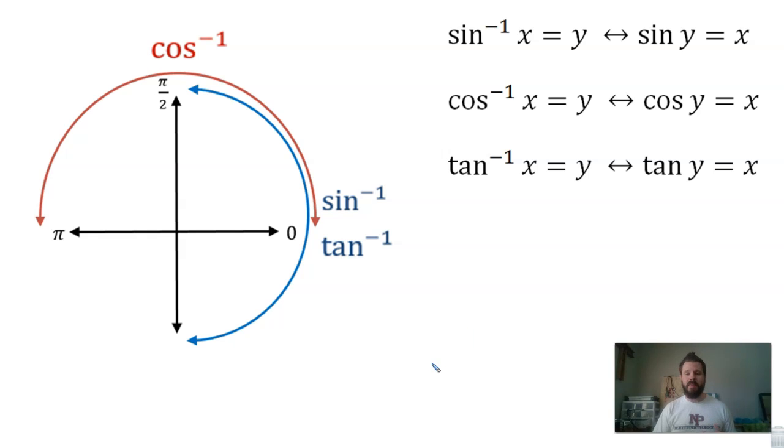As far as remembering what their restrictions are, I like to think of that visually. My sine inverse and tangent inverse are restricted from pi over 2 to this negative pi over 2 here, whereas the cosine inverse is restricted from 0 to pi up top. Whoops, I should have a negative pi over 2. That disappeared from my picture somehow. So I like to keep that picture in my mind for the restrictions.